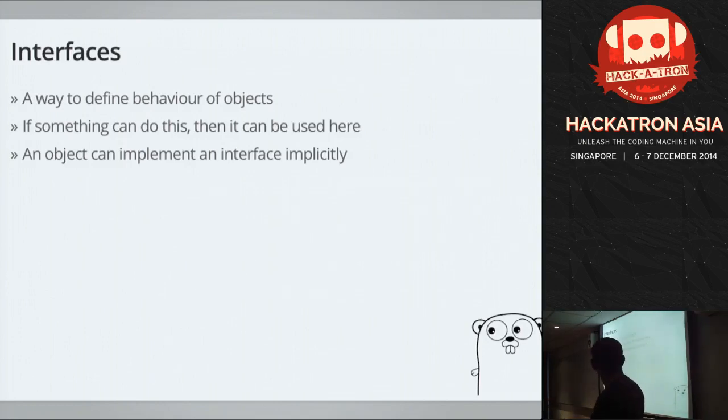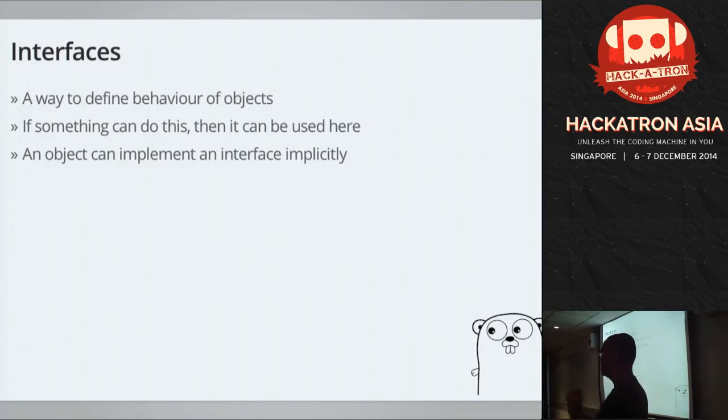In Go, there's no concept of classes. There's a debate whether Go is an object-oriented language or just a structural programming language. But it can be either of those. The main point you should remember is that Go doesn't have classes. What it has is this thing called interfaces. So what is an interface? An interface is a pretty implicit definition. If an object can do this, it can be used here.